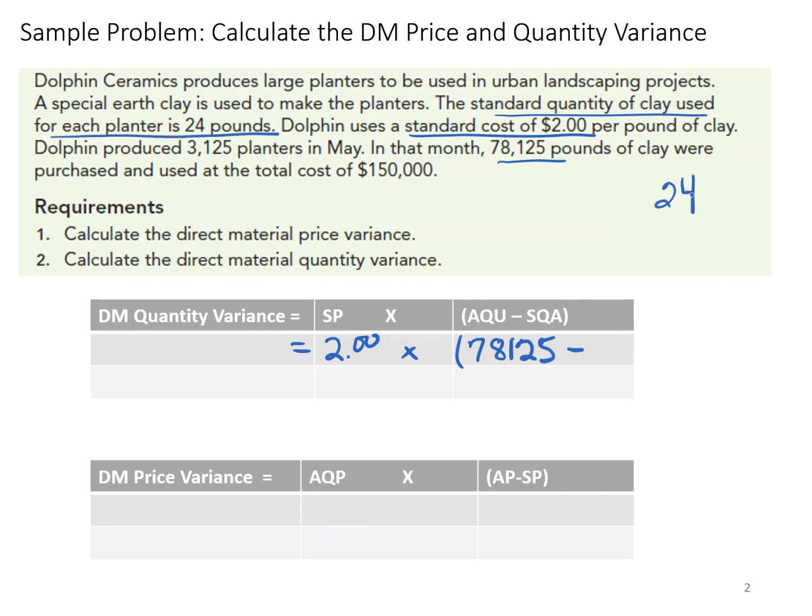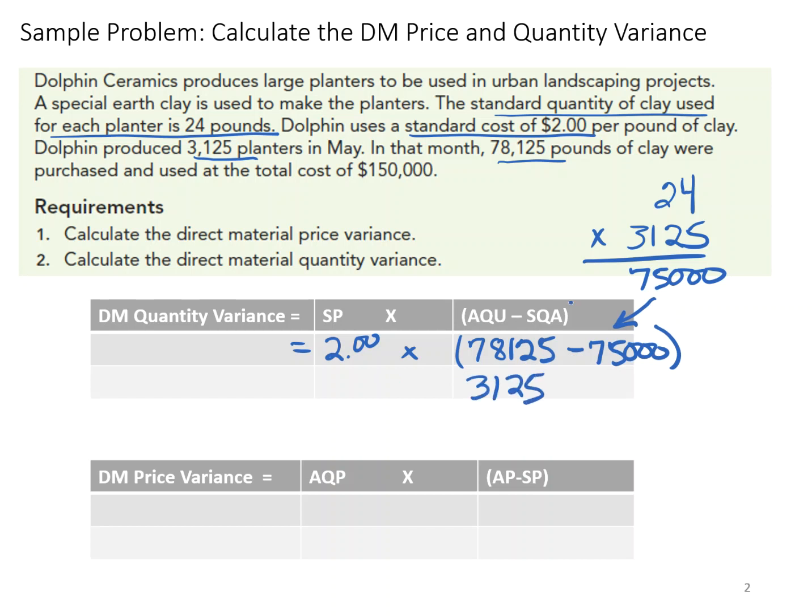So we know 24 pounds, and they produce 3,125 planters. So that comes out to 75,000 pounds. So that will be our standard quantity, 75,000. So the difference here is going to be a difference of 3,125 pounds between the actual and standard quantity. That gets multiplied times the standard price of $2. So that is going to give us a $6,250 unfavorable variance. And the reason it's unfavorable is because they used more clay than their standard would allow.